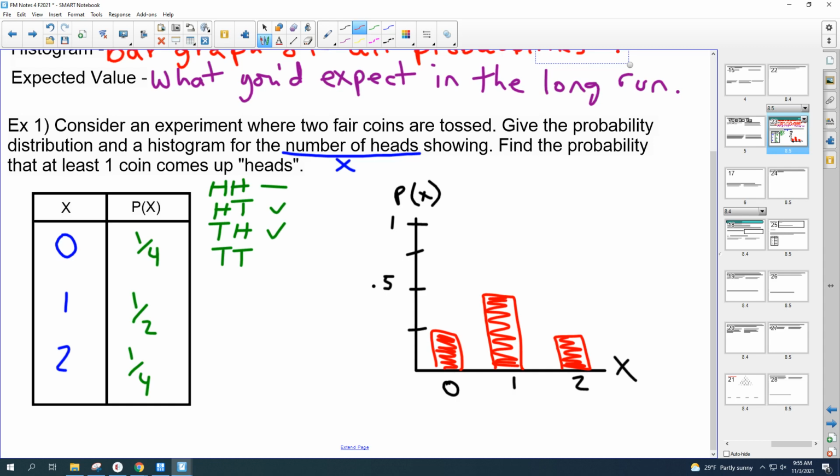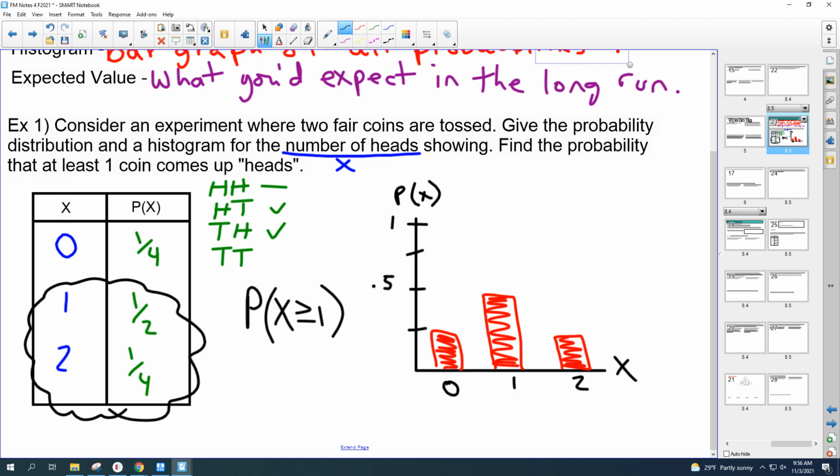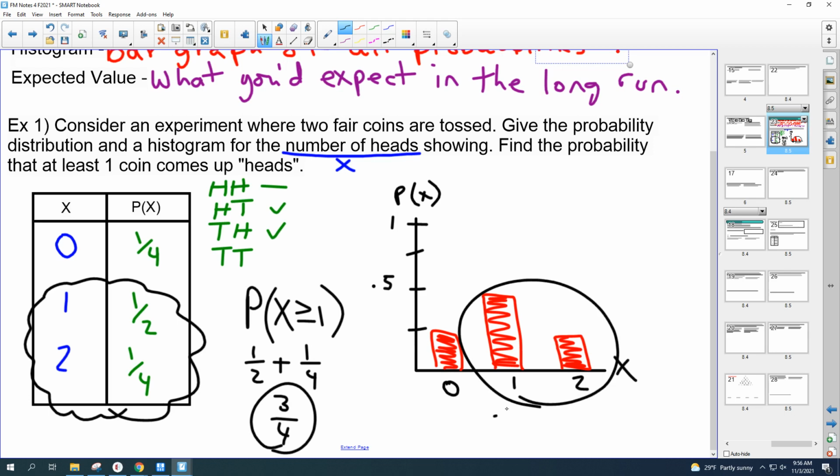Same thing. But then the last question says, find the probability that at least one coin comes up heads. So we can write this like probability of x greater than or equal to 1. That's at least 1, meaning 1 or 2. And so I think it's probably easiest to look at it right here. The probability of at least one heads showing up is going to be 1/2 plus 1/4, which is 3/4, right? Or if you're looking over here, we're looking at 0.5 plus 0.25 equals 0.75. Either way, probability of at least one heads showing up, 0.75 or 3/4.